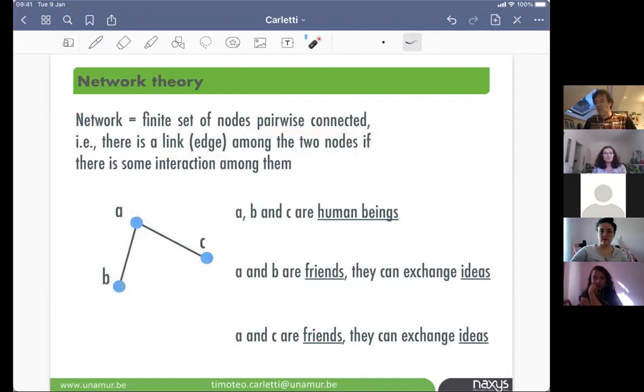And so as I told you before, A, B, and C can be humans. And then if they are friends, you draw a line between A and B. You can also draw a line between A and C, but B and C are not friends because you don't have a link among them. And so because they are friends, they can exchange ideas. But for instance, B and C cannot exchange ideas directly because you have to pass through A.